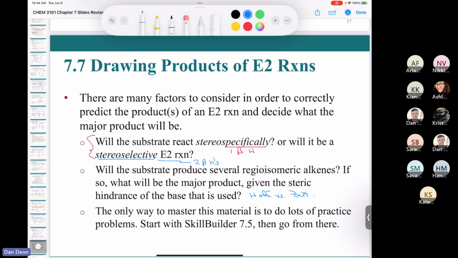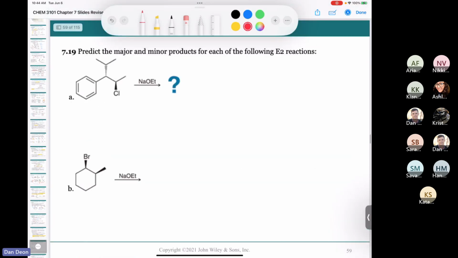And the only way to master this material, and this is out of the words of David Klein, is lots of practice problems. It's really the only way that you can do it, is a lot of practice. If you practice just the night before a quiz, it won't work. You got to do a lot of practice.